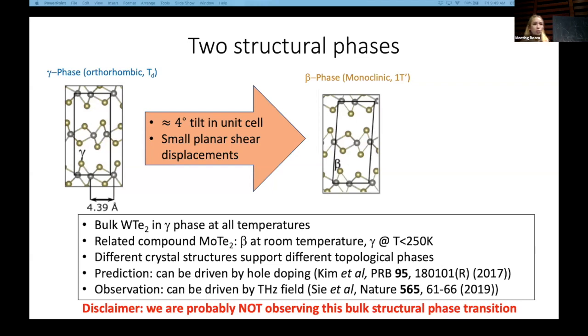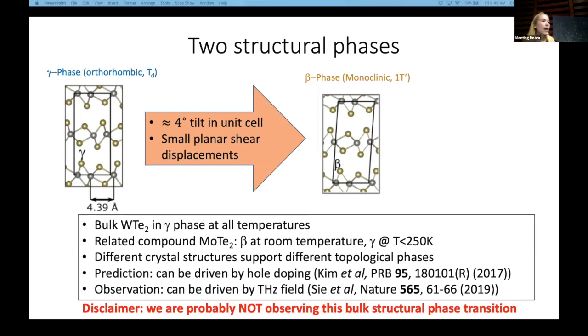The difference can be described in two different ways. One way to describe it is a 4-degree tilt in the unit cell. Another way to think about it is you have a series of small planar shear displacements of subsequent tungsten ditelluride layers. And it's this language that will be most useful for talking about the theory that I'll show next. So the distinction between these structures is important for a number of reasons.